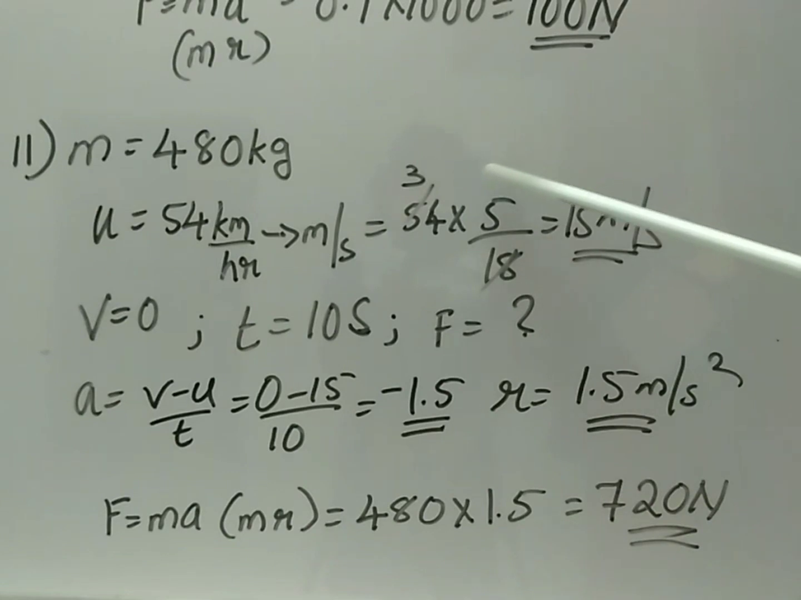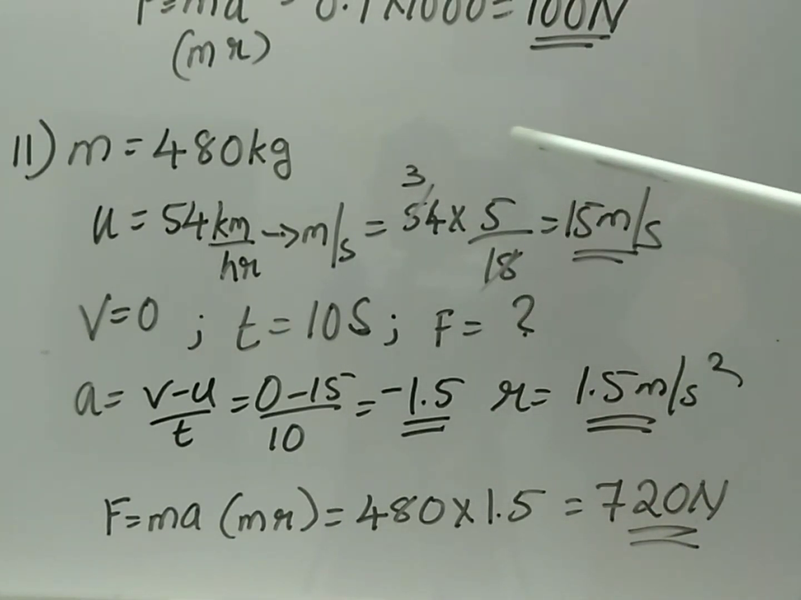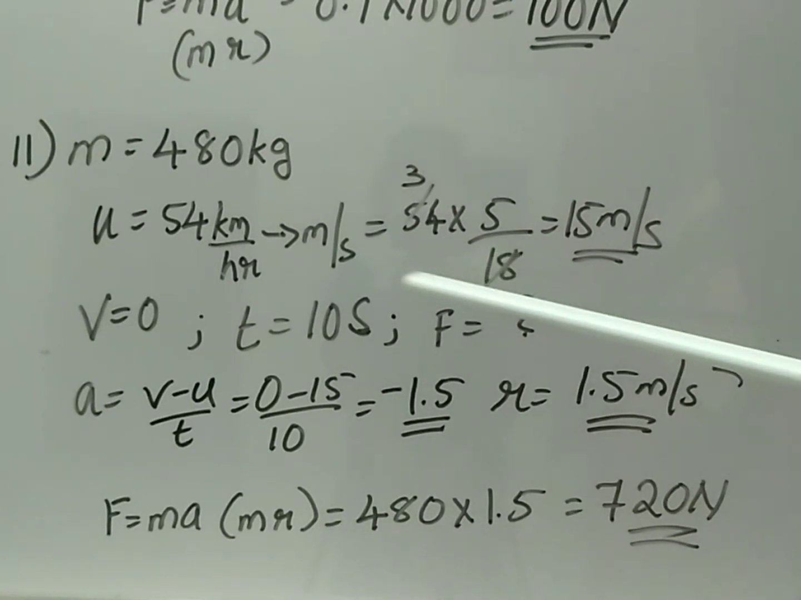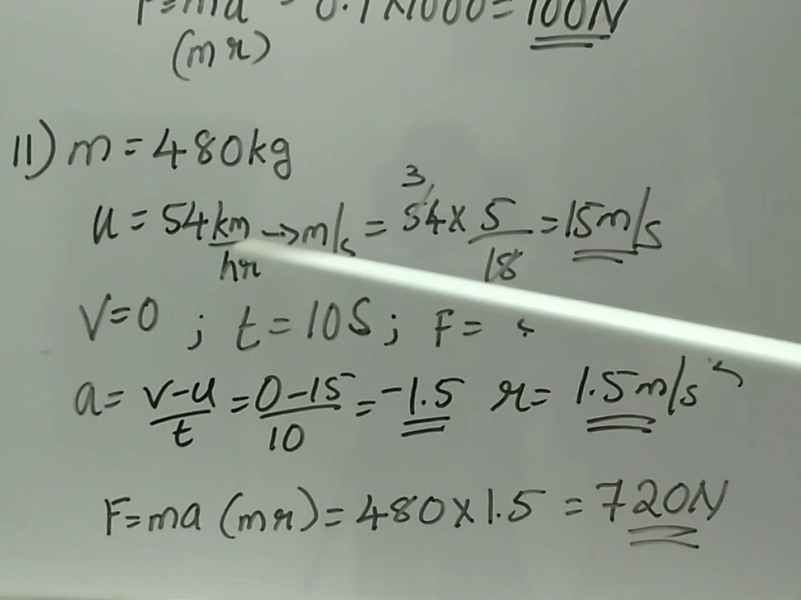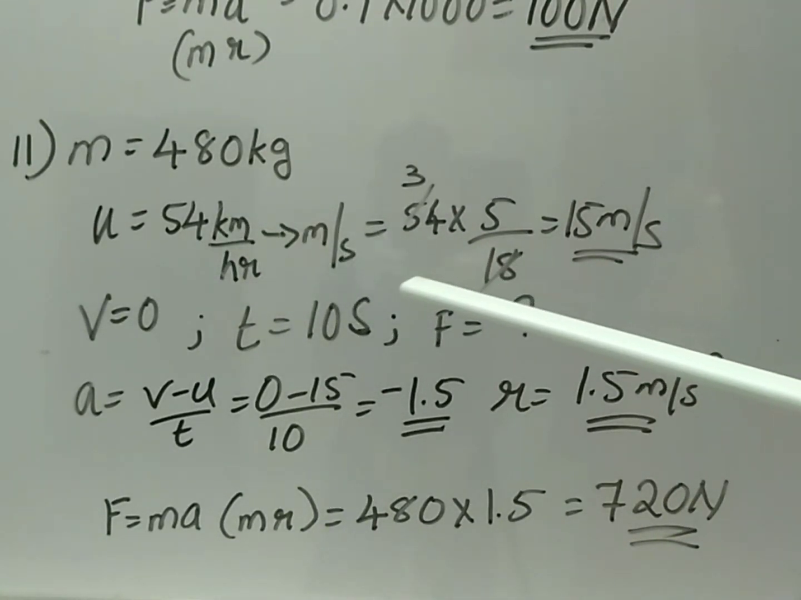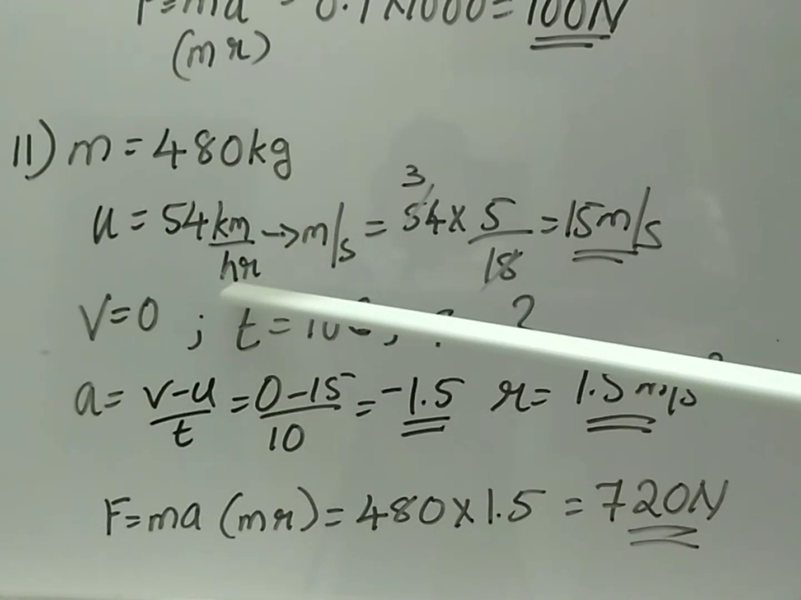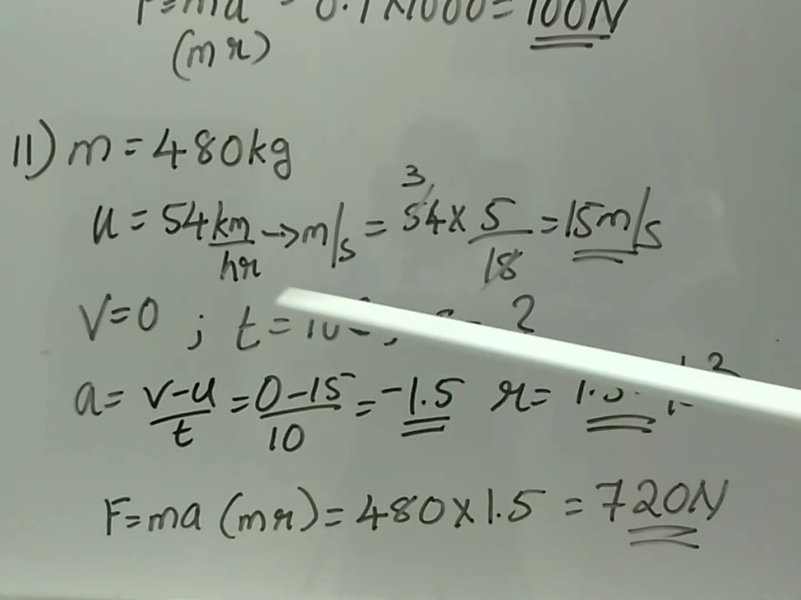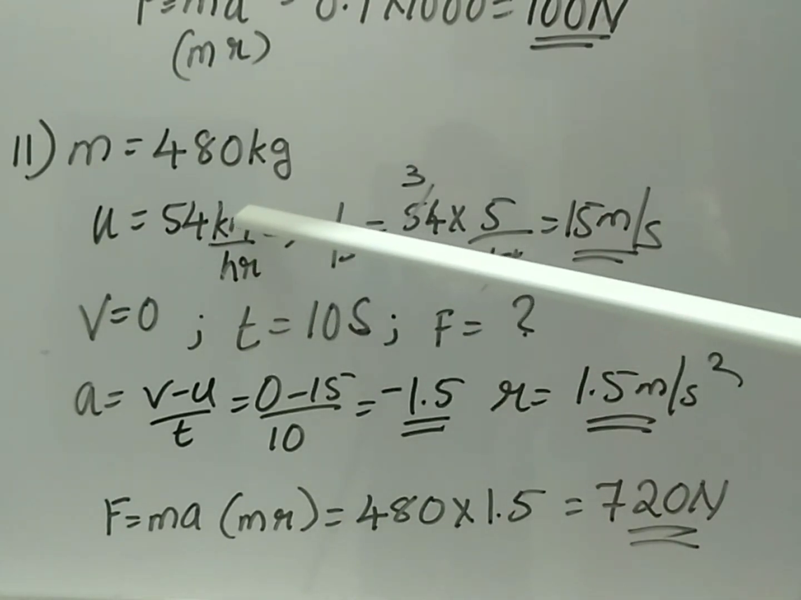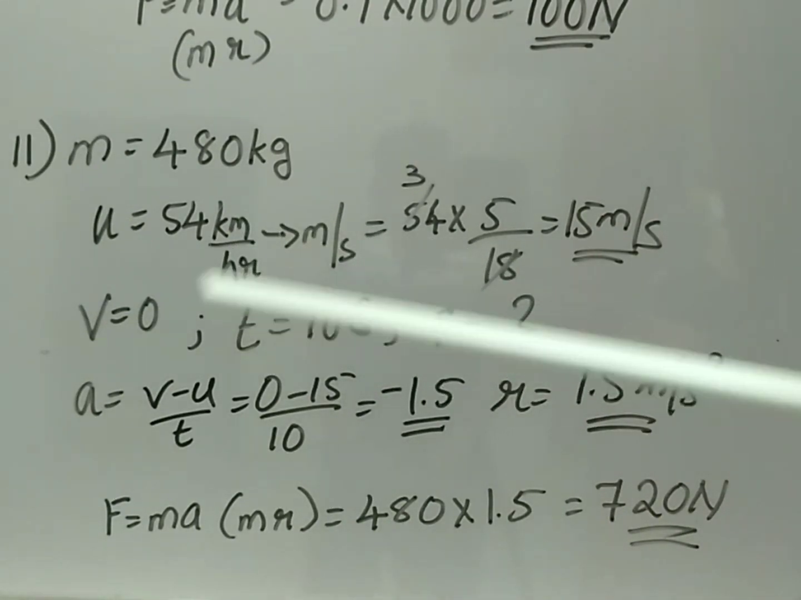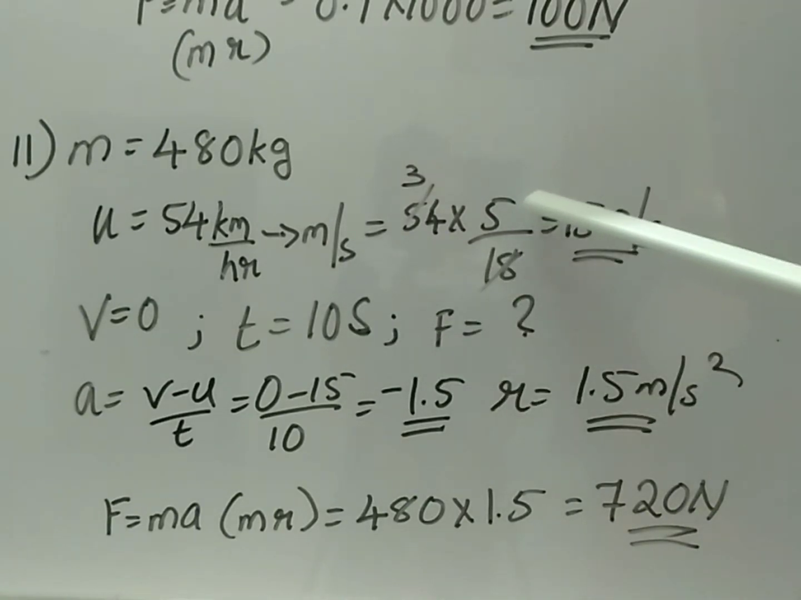If you don't know why this 5 by 18, I have already given you the numericals of chapter 2. In that I have clearly mentioned. Kilometer is 1000. How to convert kilometer to meter? 1 kilometer is 1000 meter. 1000 by hour is 60 minutes into 60 seconds. So we will get 1000 by 3600. When we reduce, finally we will get 5 by 18.